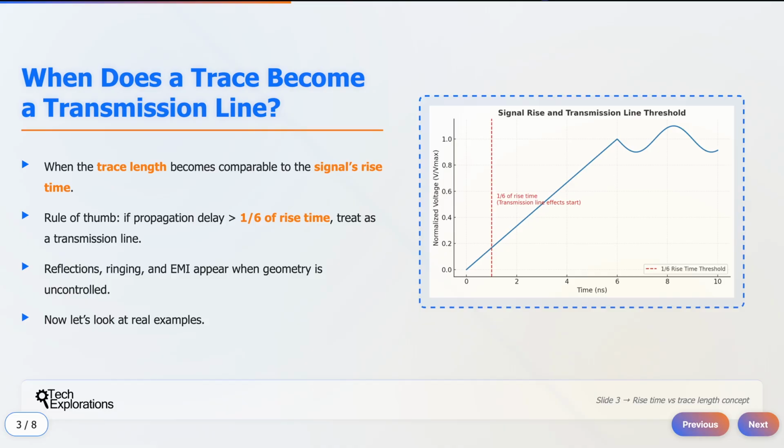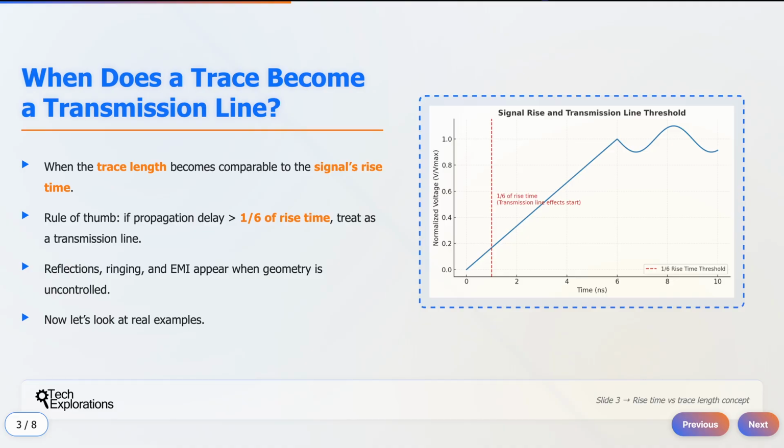This happens when the trace length becomes a significant fraction of the signal's rise time. The rule of thumb is that if a signal's one-way propagation delay exceeds about 1/6 of its rise time, treat the trace as a transmission line or as an antenna.